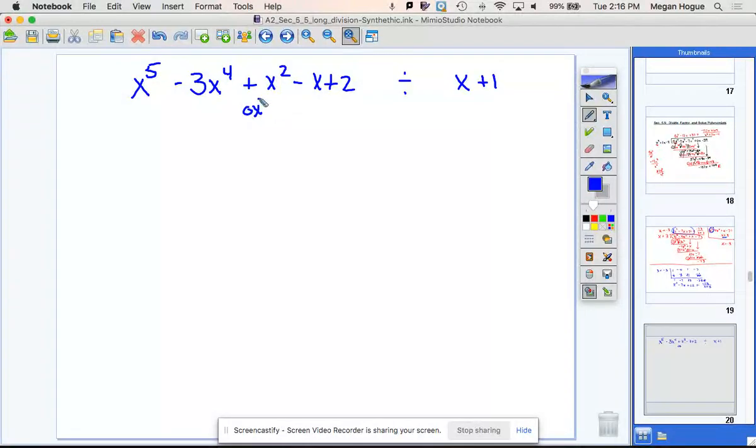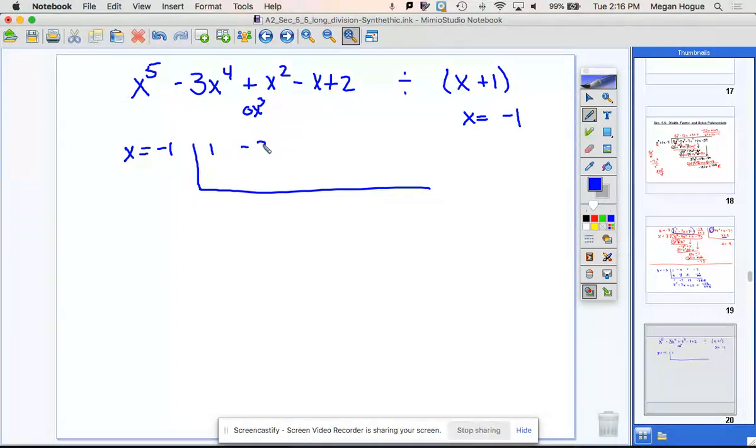Cool. And as soon as I see the binomial, I'm gonna put in the x equals. So x equals -1. Good. I'm gonna make my box. I've got a lot of 1s, so this won't take us long. If it was long division, it would take us a long time.